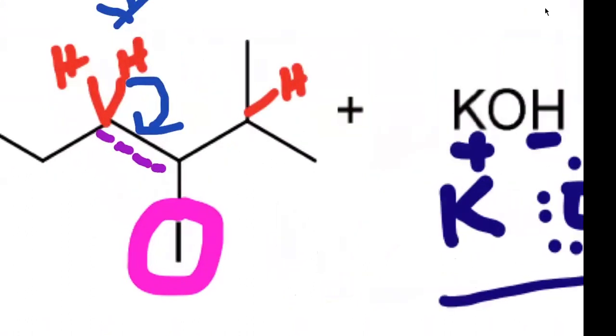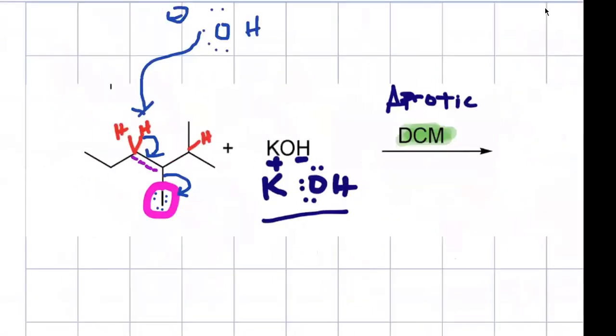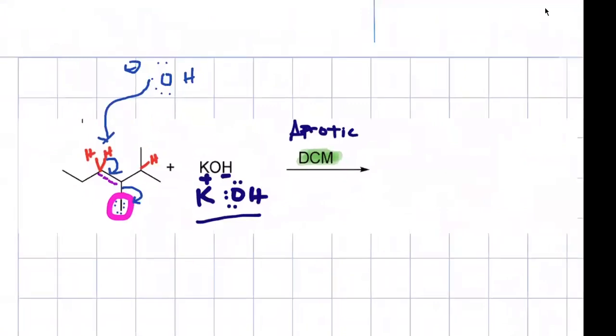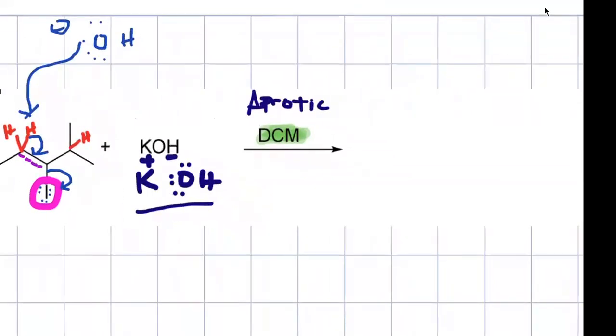And then at the same time, you're losing your leaving group. And keep in mind, iodine does have 3 lone pairs on it. All right. So all of that's happening at the same time. It's all concerted. All right. So once you do that, you're going to get a product on the other side that looks like this.